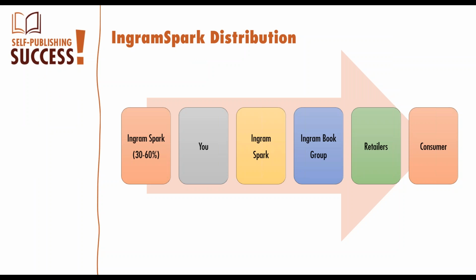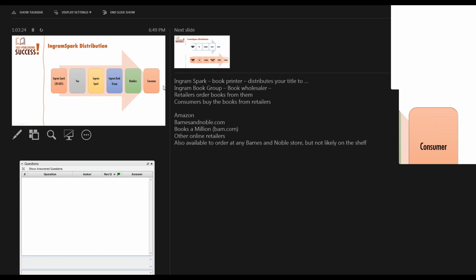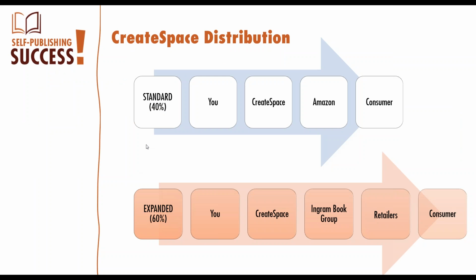Now let's look at CreateSpace. They have two different options for you, which are interesting. They have their standard distribution, which is a set wholesale discount of 40%. So you send it to CreateSpace. CreateSpace, which is owned by Amazon, lists the book on Amazon but nowhere else. It doesn't really get distributed. They just send it to their own company, so to speak. So with a standard distribution at 40%, it's not going to show up on Barnes & Noble or Books-A-Million. It's only on Amazon.